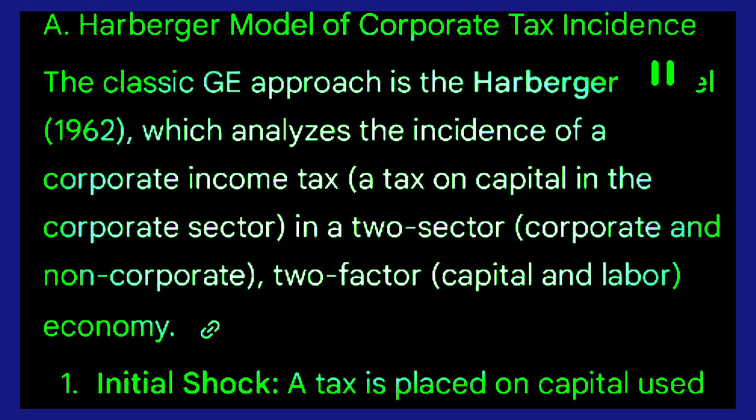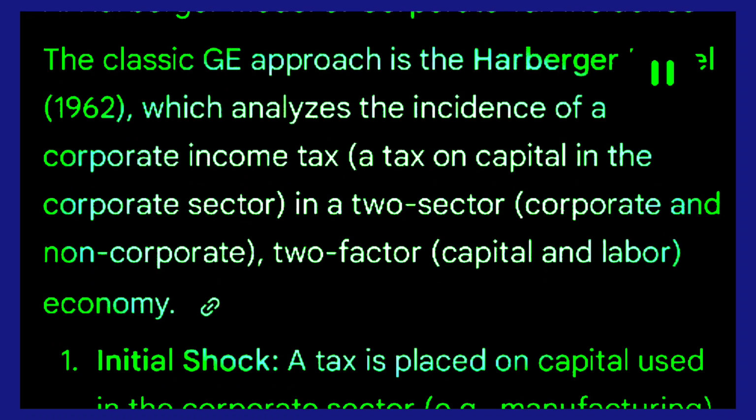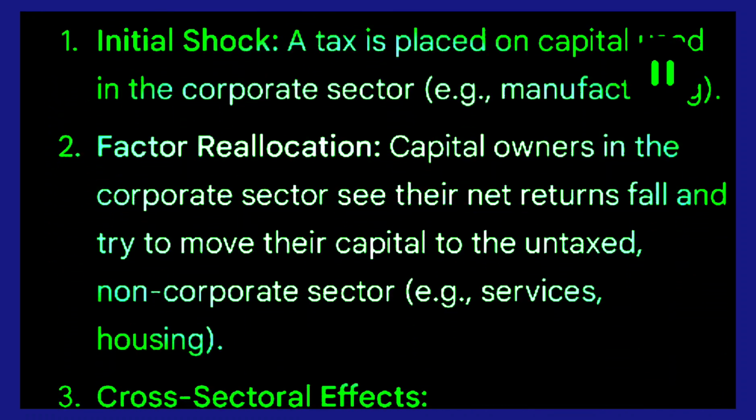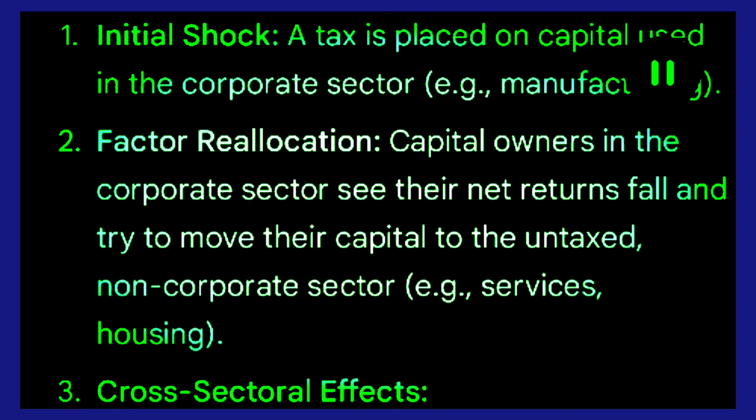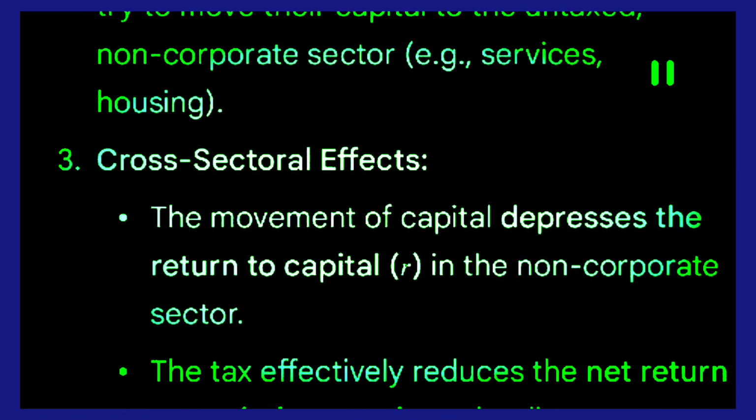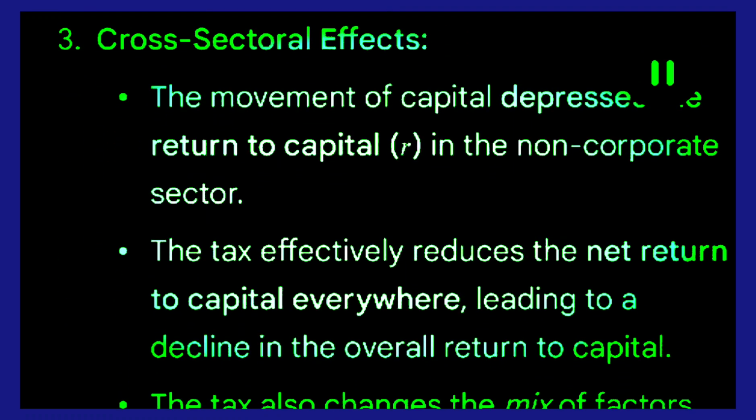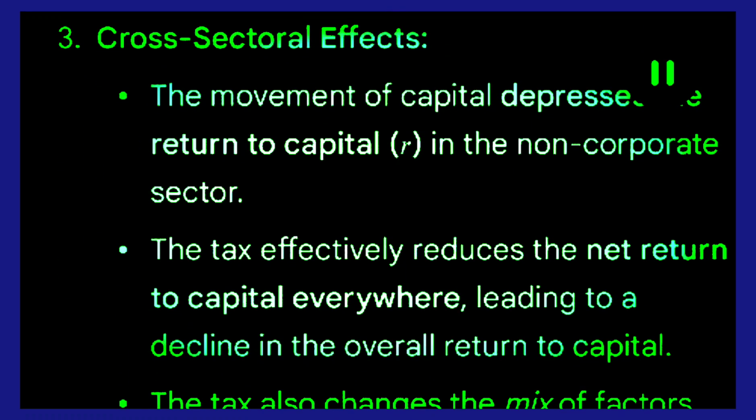1. Initial shock. A tax is placed on capital used in the corporate sector, e.g., manufacturing. 2. Factor reallocation. Capital owners in the corporate sector see their net returns fall and try to move their capital to the untaxed non-corporate sector, e.g., services, housing. 3. Cross-sectoral effects. The movement of capital depresses the return to capital in the non-corporate sector. The tax effectively reduces the net return to capital everywhere, leading to a decline in the overall return to capital.